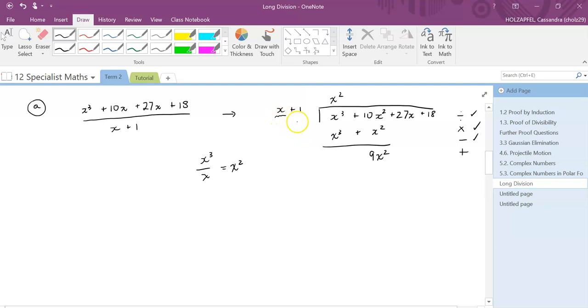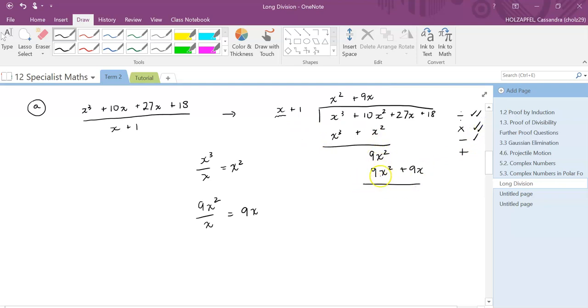Okay, so now we're continuing to work from here. So x fits into 9x squared, 9x times, because 9x squared divided by x is equal to 9x. Now I'm going to multiply x plus 1 by 9x. So x times 9x is going to make 9x squared. 1 times 9x is going to make plus 9x.